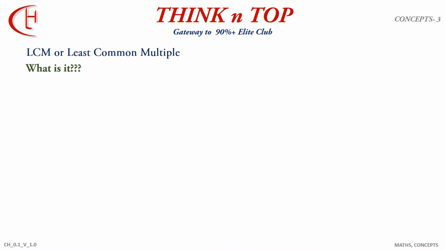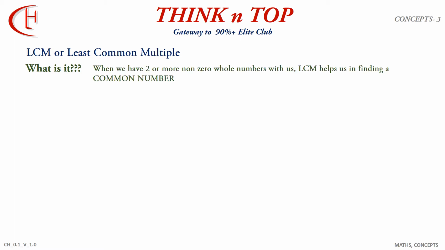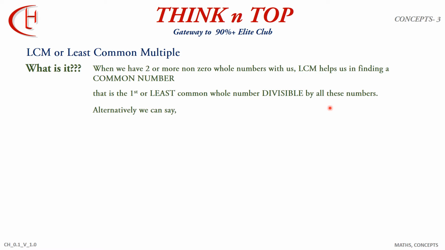What is LCM? Let's see a definition. When we have two or more non-zero whole numbers, LCM helps us in finding a common number. What common number? The common number that is the first or least common whole number divisible by all these numbers. Alternatively, you can say it is the first common whole number that is a multiple of all those given numbers.